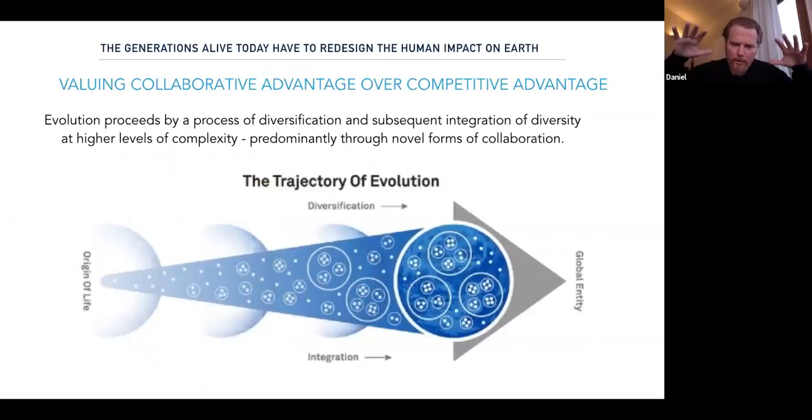In the broadest terms, evolution is a process of diversification and subsequent integration of that diversity created at a higher level of complexity. And if we look carefully, we realize that while competition exists, really that integration at higher levels of complexity more often than not happens through collaborative networks, new and novel forms of organization that are collaborative.